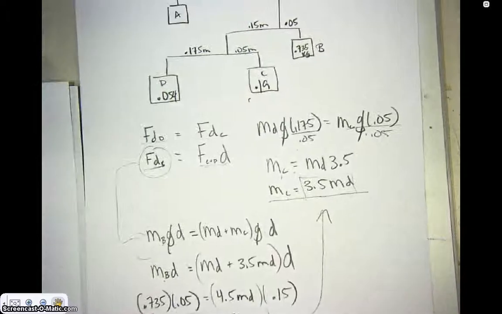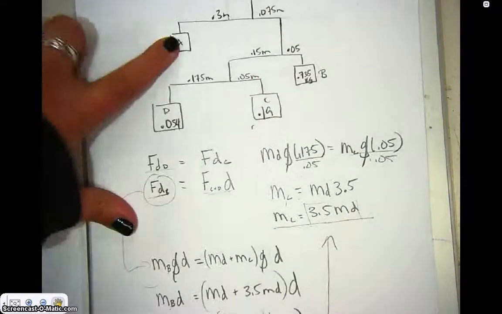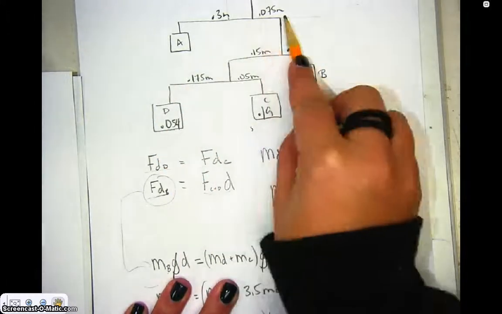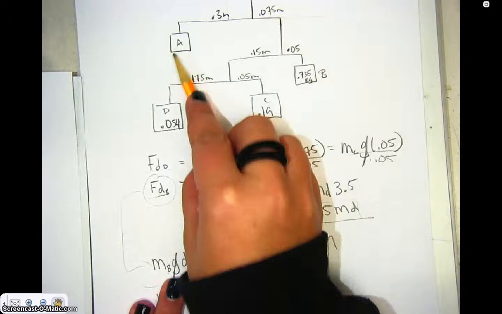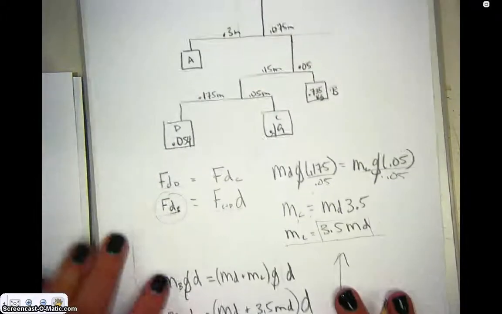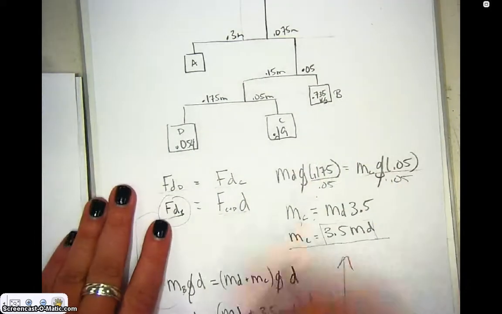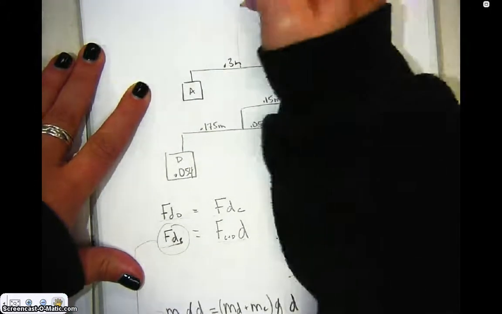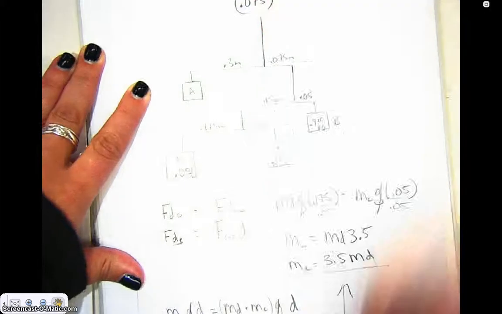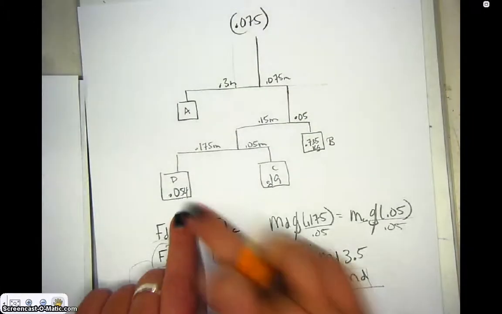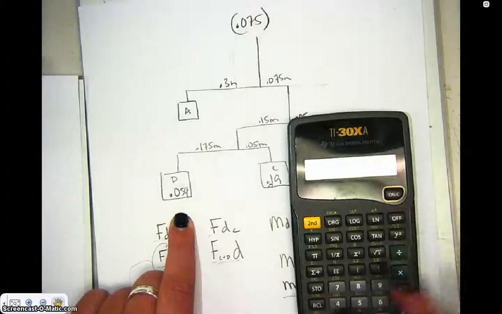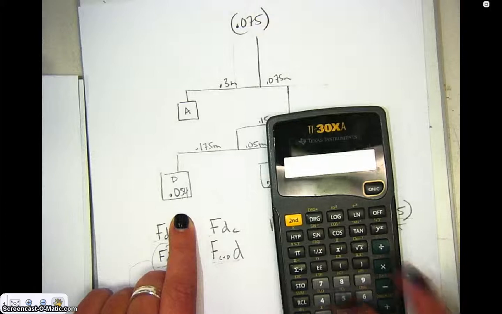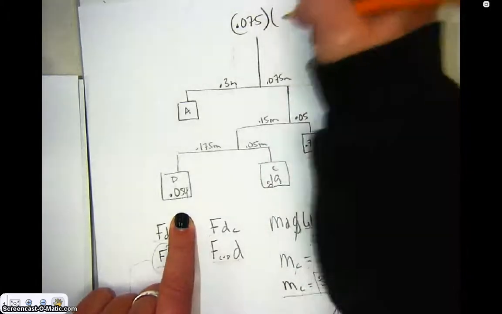Now the last thing that I need to do is figure out A. All I need is the mass of all of this times 0.075 is equal to the mass of A times 0.3. Remember, we're ignoring the mass of all the strings and the bars and everything, which makes it way easier. And remember, my gravity is going to cancel out, so I can really just add up these three masses: 0.19 plus 0.054 plus 0.735 gives me 0.979 for the mass.